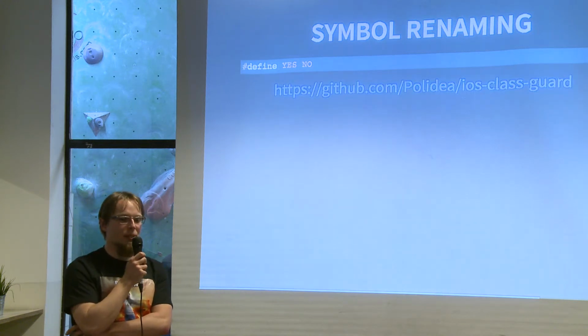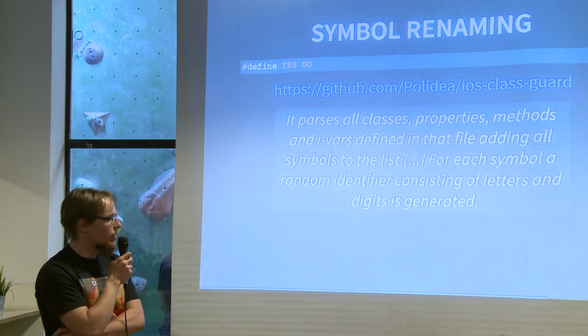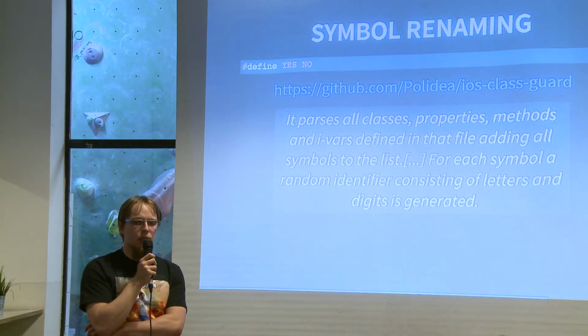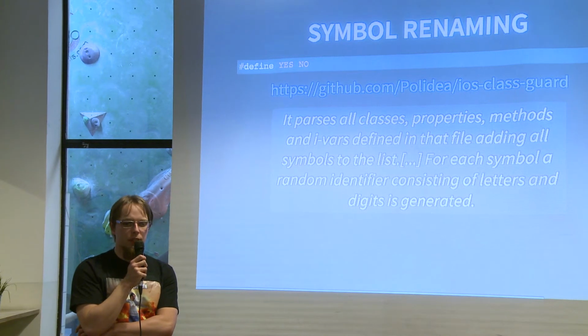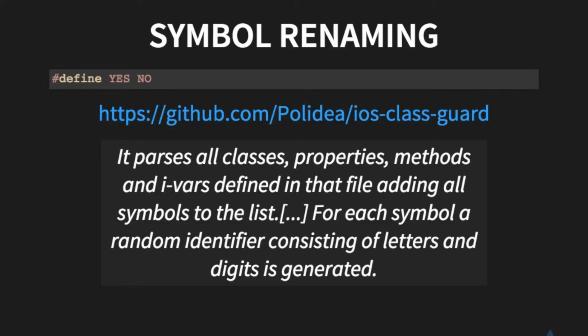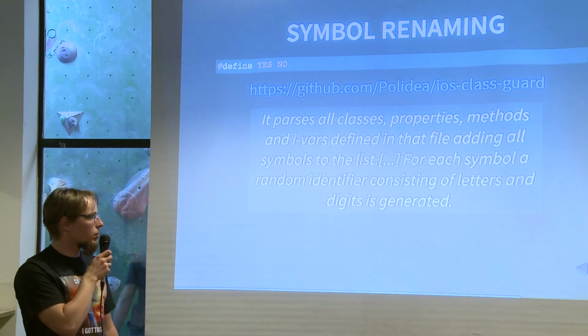But there is an app for that. There is iOS Class Guard. This is a symbol obfuscator. It also works on the compiled binary, so it extracts all the symbols just like ClassDump does. And this is, in fact, a fork of ClassDump, and then it generates a unique identifier for each symbol, which is then put inside a header file, which is added to the precompiled header. So the attacker gets only randomly generated symbols. So it's much harder to read the app.